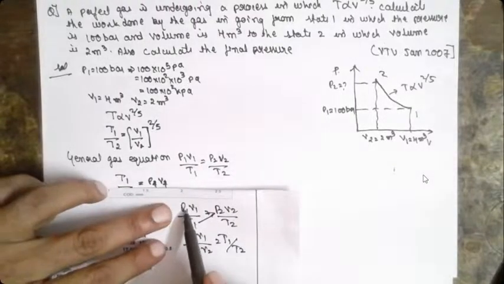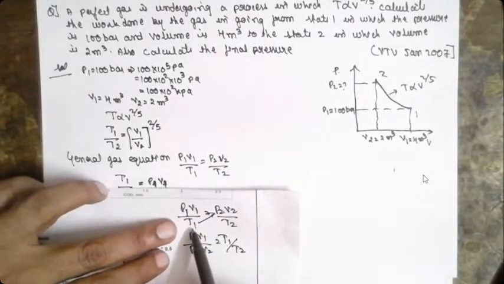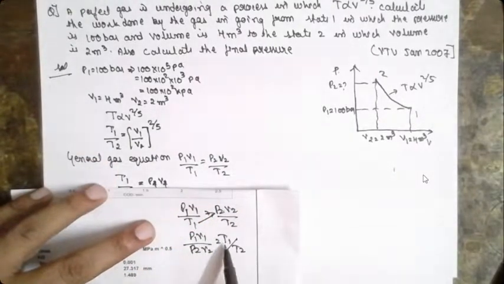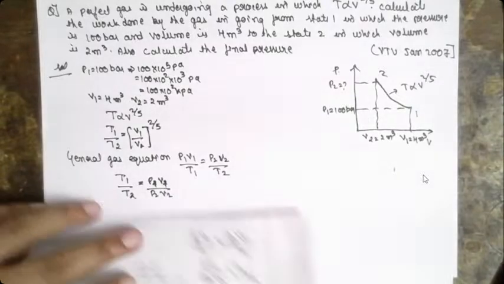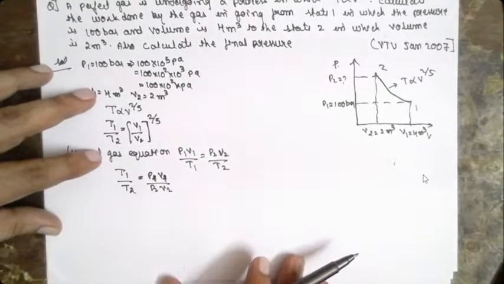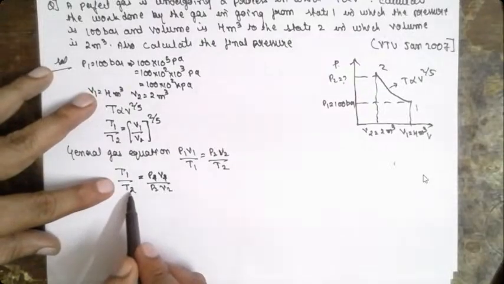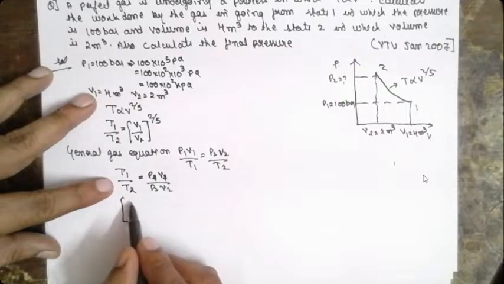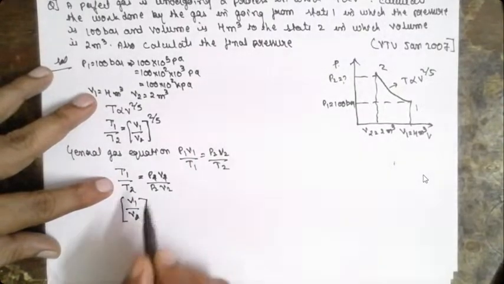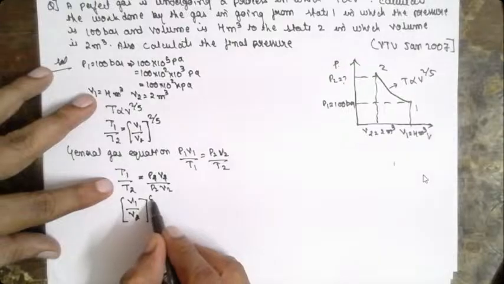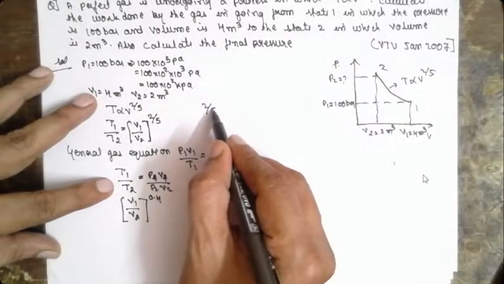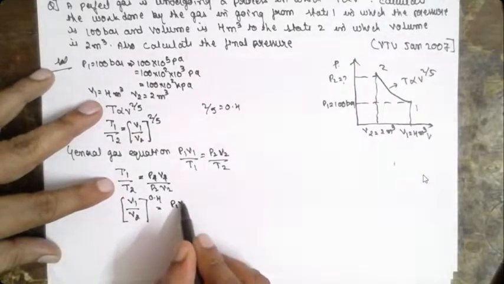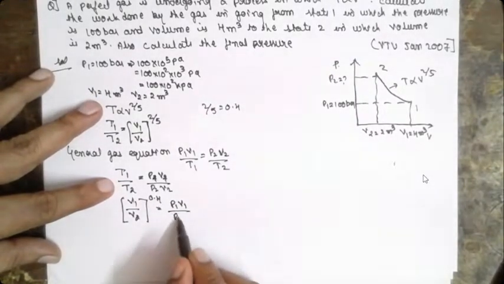P1 V1 divided by P2 V2 is equal to T1 by T2. Now further, we know that T1 by T2 is nothing but V1 by V2. V1 divided by V2, 2 by 5, is written as 0.4. 2 by 5 is nothing but 0.4, which is equal to P1 V1 divided by P2 V2.